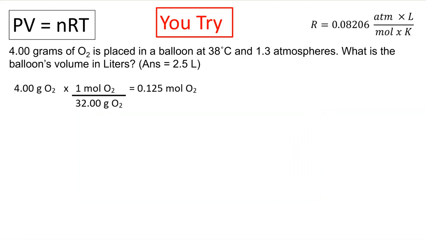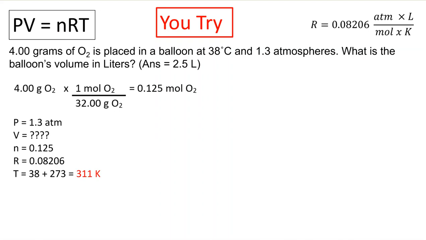Okay, so the first thing we needed to do is figure out how many moles of O2 we had. So we remembered that this is a diatomic, so the mass of oxygen is 32.00 grams per mole. And we discovered that n is 0.125 moles. And now we're ready to plug in.